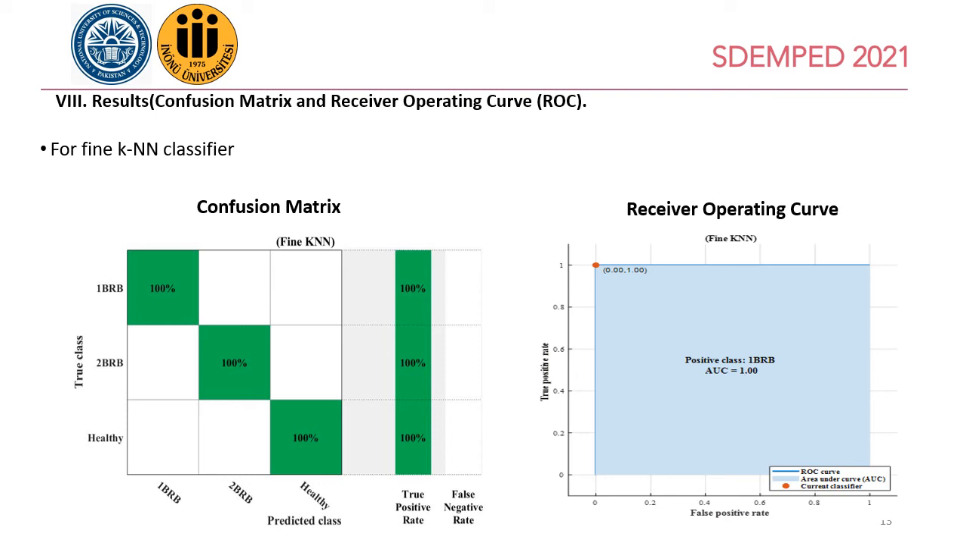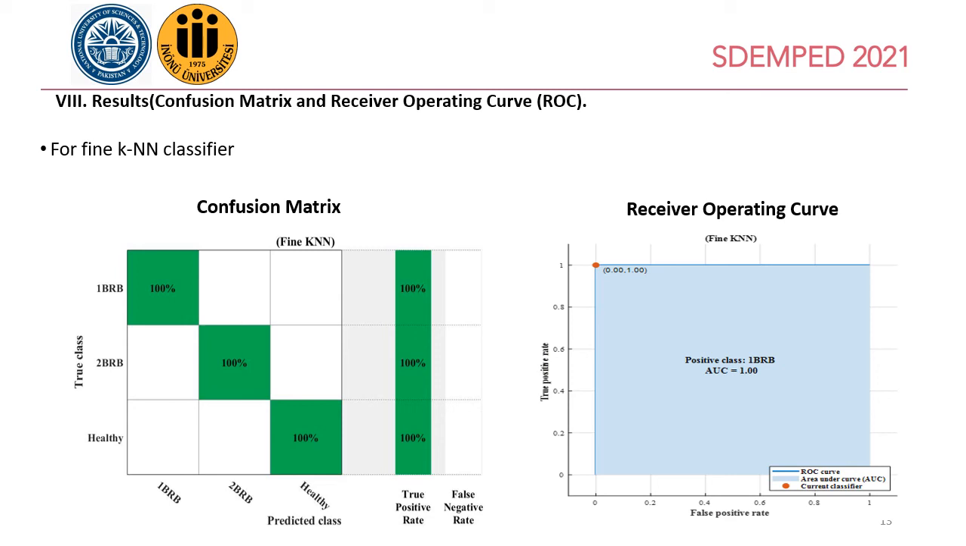Confusion matrix and receiver operating curve. The classifier accuracies are evaluated using the confusion matrix and the receiver operating curve. Here in this slide, the confusion matrix shows the performance of the corresponding classifier's algorithm. In the confusion matrix, rows show the true class while columns indicate the predicted class. The green boxes indicate the classifiers performed well and predicted the true class. The confusion matrix for the fine KNN classifier using the stray flux data is presented here.